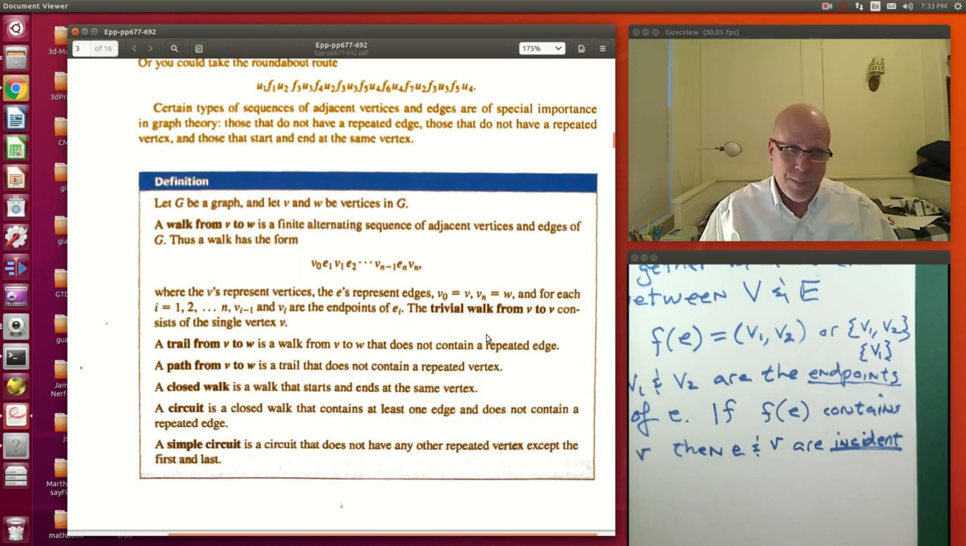Okay, so there's some silly things to get away from. The trivial walk, that's where you start at V and you don't go anywhere. So it trivially matches this definition. It goes from V0 to Vn, but those are both equal to V, and there's no edge in between them. So it really just has that single point.